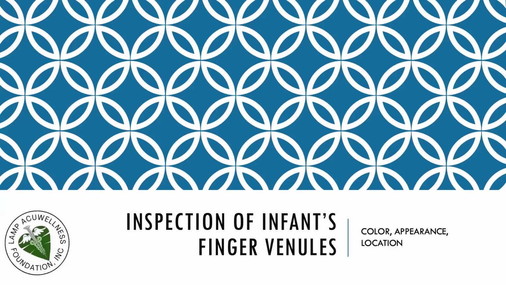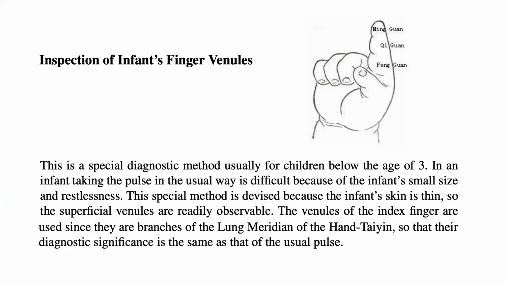Inspection of infants' finger venules. We discussed the color, appearance, location. This is a special diagnostic method, usually for children below age 3. In an infant, taking the pulse in the usual way is difficult because of the infant's small size and restlessness. This special method is devised because the infant's skin is thin, so the superficial venules are readily observable.